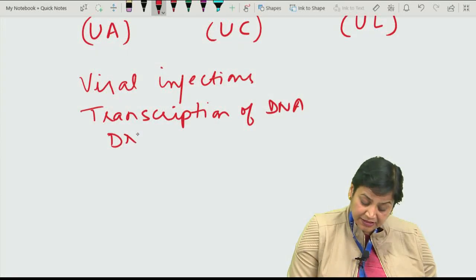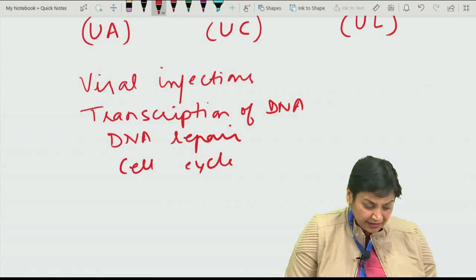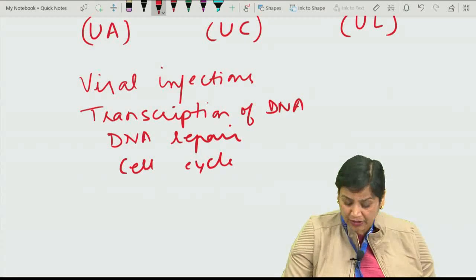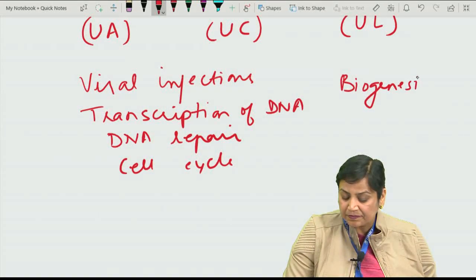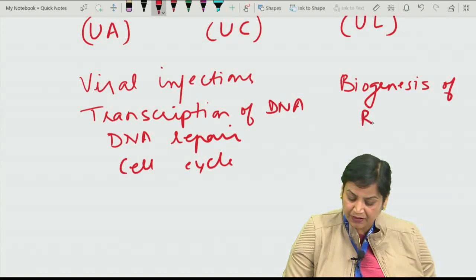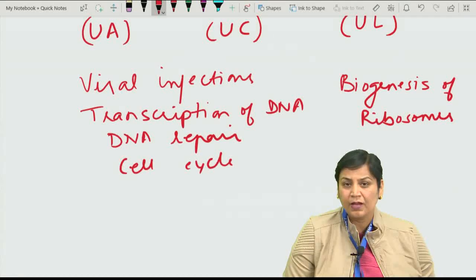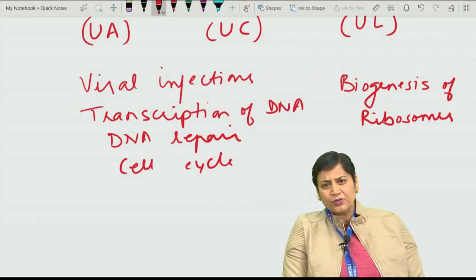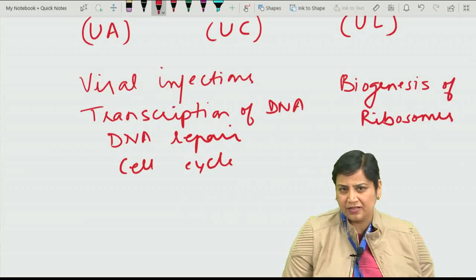In DNA repair mechanism, in cell cycle, and it also plays a very important role in the biogenesis of ribosomes. Biogenesis of ribosomes. So ubiquitous protein which is basically helping in the degradation of proteins.